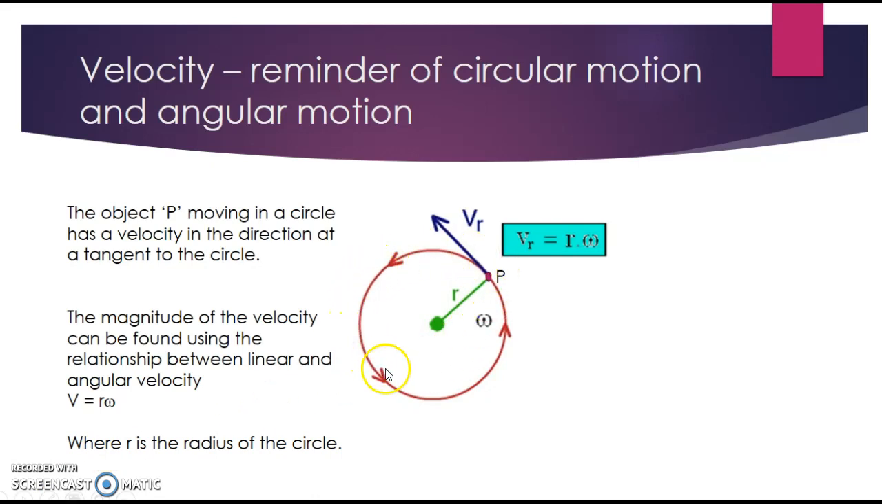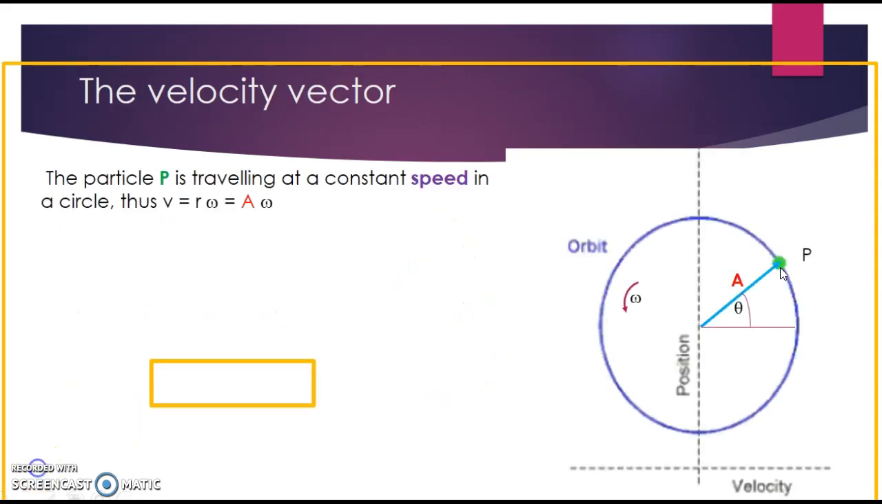When an object's going in a circular motion, the point P will be moving at a velocity that is tangential to the circle, and the magnitude of the velocity can be found using the linear and angular relationship v equals r times omega, where r is the radius of the circle. We will find the velocity phasor for the velocity of the simple harmonic objects. I've taken the object out of the way, the bouncing spring, so that I could enlarge the diagram. So again, we've got a point P here.